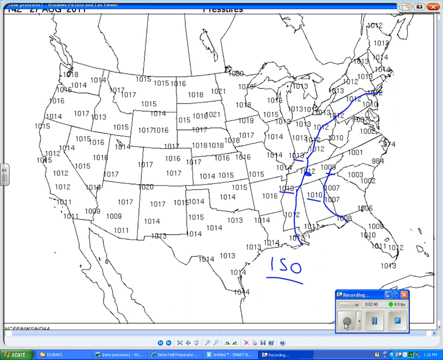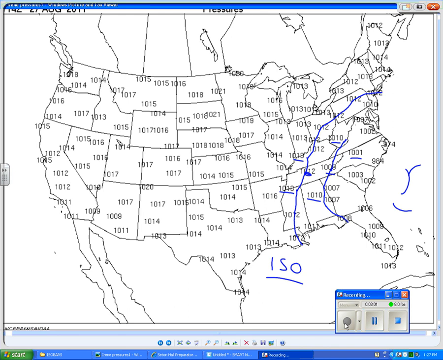Isobars are not allowed to split. They're not allowed to do this. And they're not allowed to just terminate randomly on the map. So we have 1008, and we know that there's 1008 in between 1001 and 1010. So we're going to run right up closer to the 1010 than 1001.